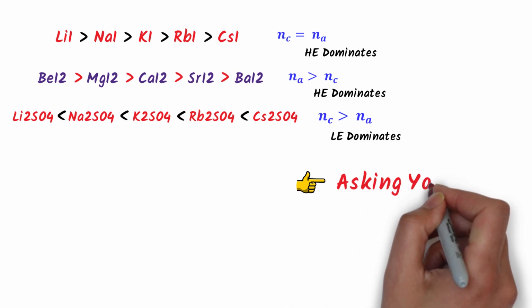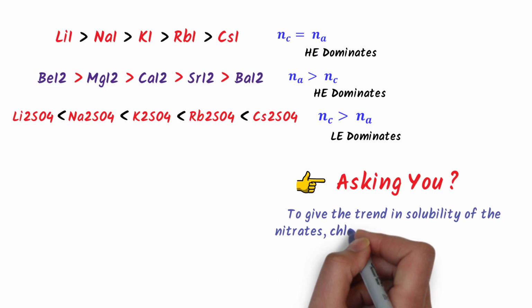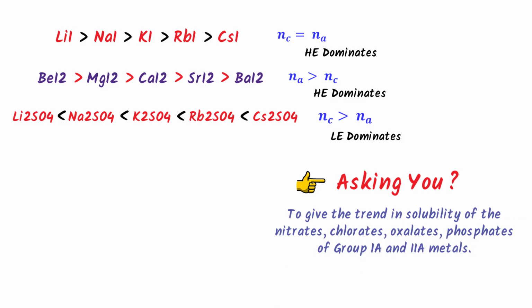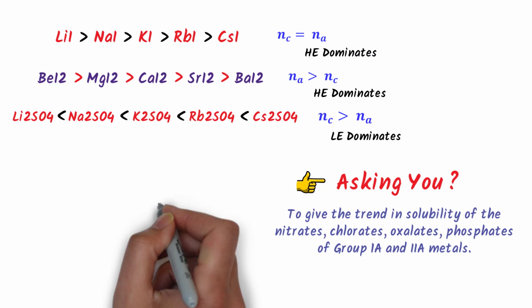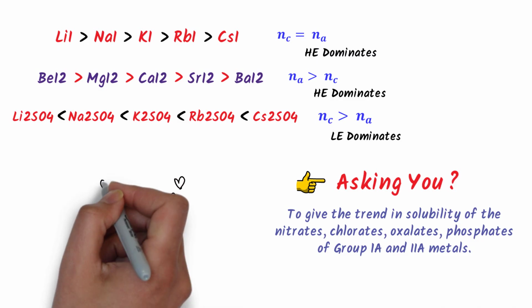Now, I am asking you to give the trend in solubility of the nitrates, chlorates, oxalates, phosphates of group 1A and 2A metals. Once you solve it, please write the answers in the comments.